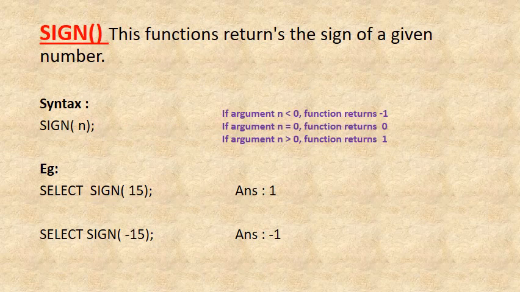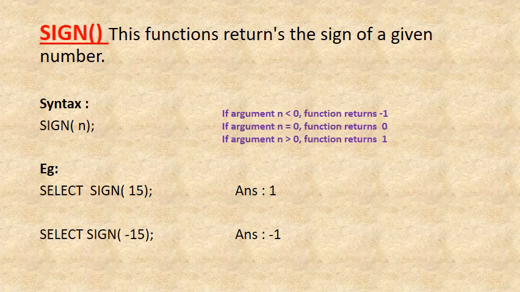Sign function. This function returns the sign of a given number. Syntax: sign(n). If the argument n is less than 0, then the function returns -1. That means if the argument is a negative value, then the function returns -1. If the argument is 0, then the resultant will be 0. If the argument is a positive number, then the function returns 1.